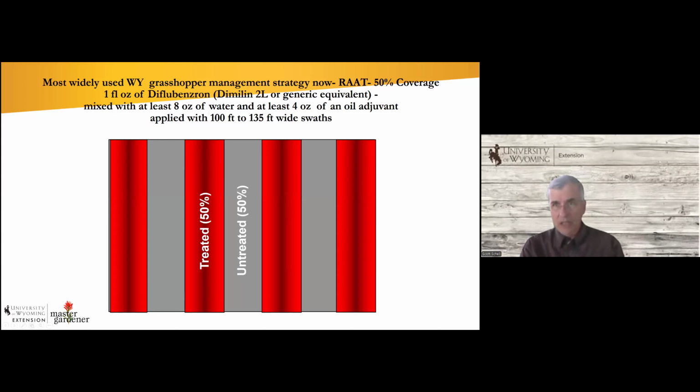So in Wyoming, what the most common treatment has been used since the early 2000s on grasshopper outbreaks is 1 fluid ounce of the diflubenzuron insecticide, and that would be either Dimilin 2L, which is the original product, or there's now some generic equivalents, mixed with at least 8 ounces of water and at least 4 ounces of an oil adjuvant, applied with, depends on the size of the spray plane, 100-foot to 135-foot wide swaths are most common.